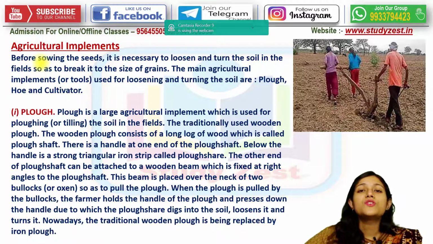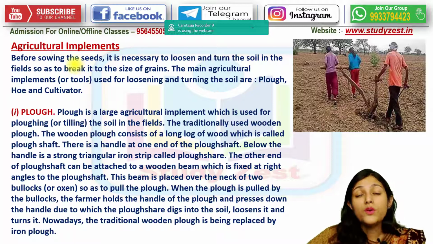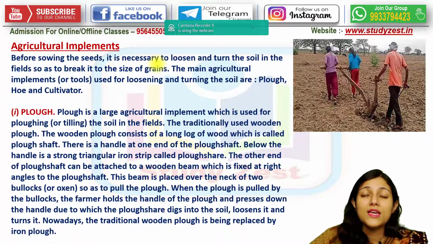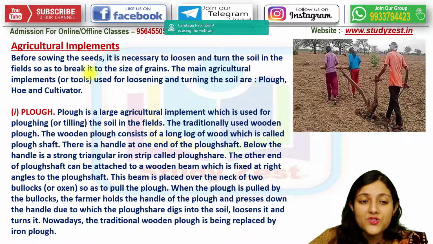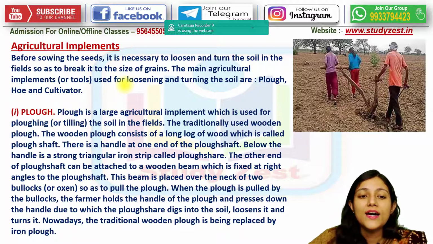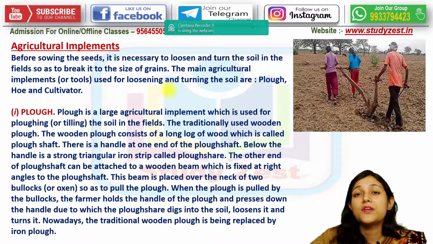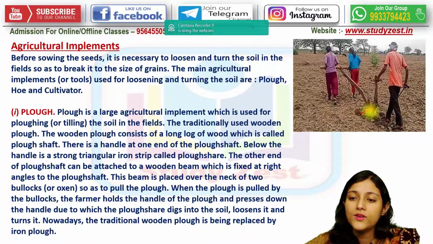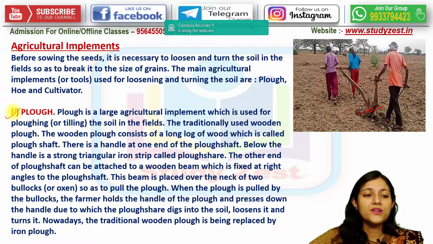Next, we are going to learn about the agricultural implements. Before the seeds are sown, it is very important to loosen and turn the soil in the field so as to break it to the size of the grains. So firstly, for loosening and turning the soil upside down, the first agricultural implement used is the plow. Here, a wooden plow is shown in this picture.